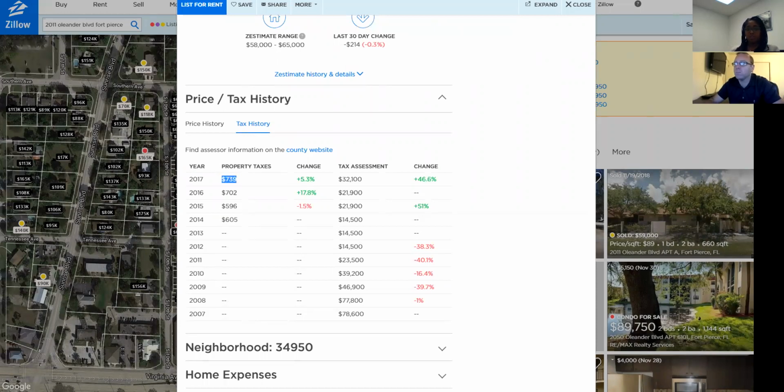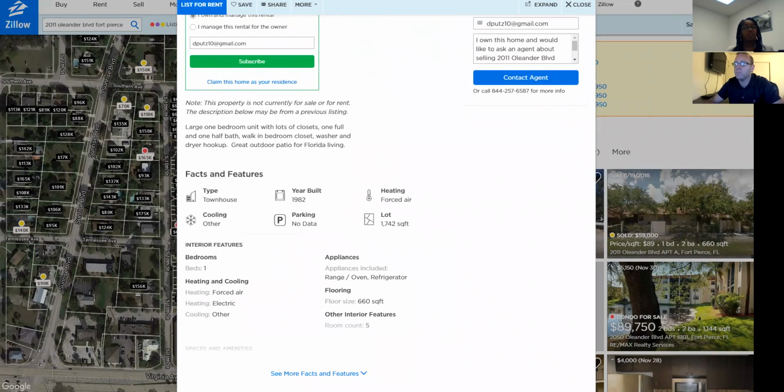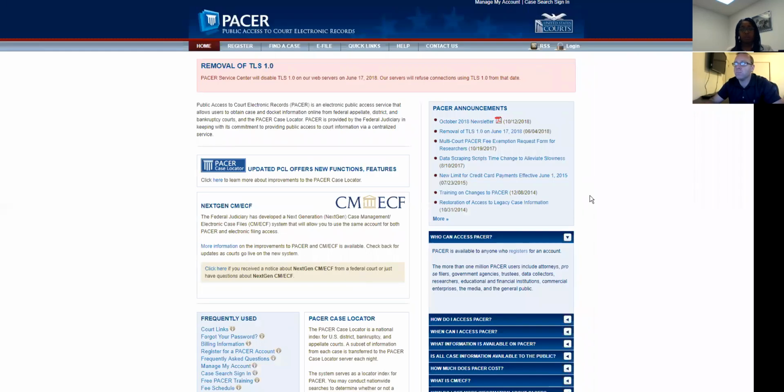We also use Zillow to figure out foreclosures if they are listed, or check the other county websites through Netronline. We also use Pacer to figure out if the borrower is in bankruptcy. We will discuss how we use Pacer and evaluate our findings to assist with our bid price.